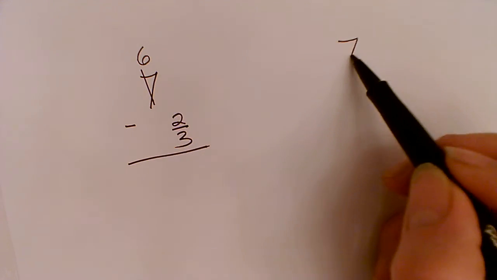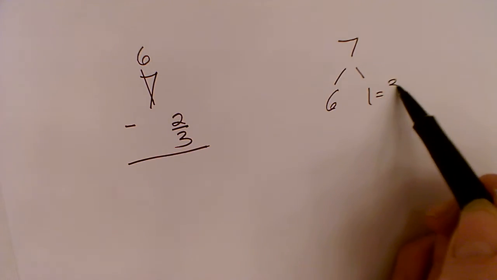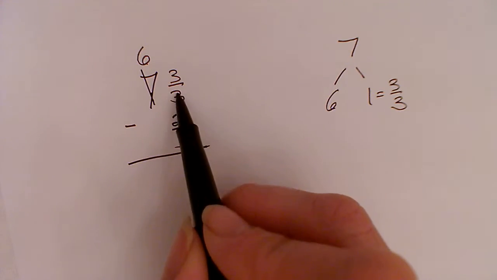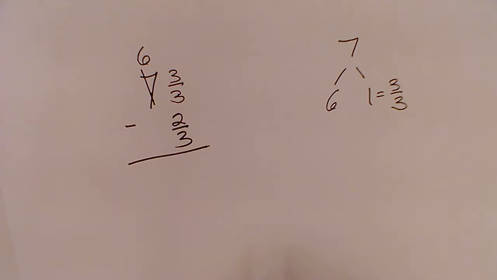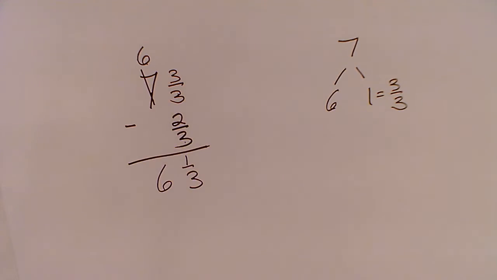So just like we know that 7 can be 6 and 1, right? Now what am I going to do with that 1? Well, I want to turn it into thirds, so I'm going to have 3/3. And so you can put that over here. So 7 becomes 6 and 3/3 because 3/3 is equal to 1. Now I can just say 3/3 minus 2/3 is 1/3, and 6 minus nothing is 6. Okay, that might help some of you.